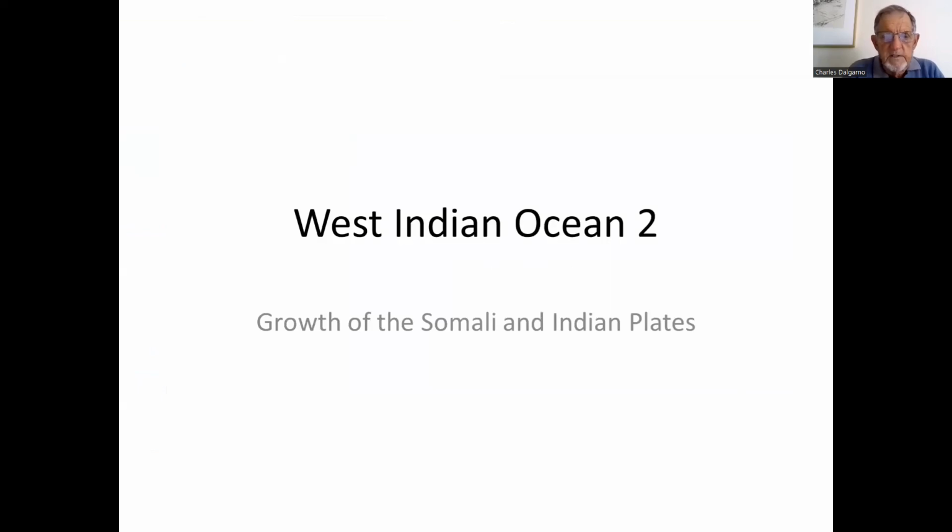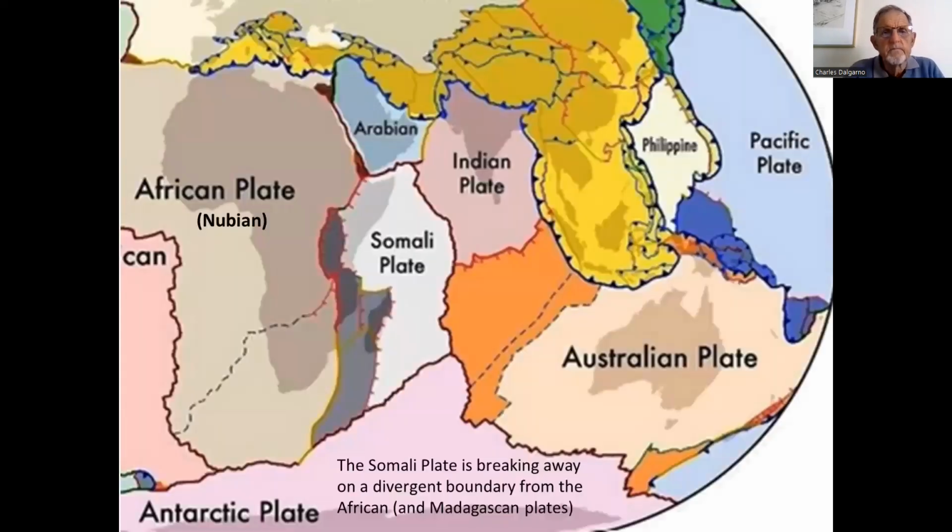This is a recording on the Western Indian Ocean and refers particularly to the growth of the small Somali Plate and the Indian Plates. This is a picture of general plate distribution. You'll notice in particular, with reference to the African Plate, that there's the western section, the Nubian Plate, which is most of Africa over to the East African Rift. And then the Somali Plate is added to continue to the centre of the Indian Ocean.